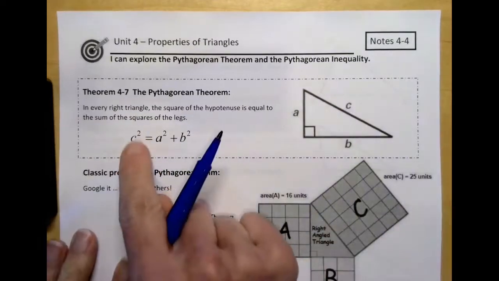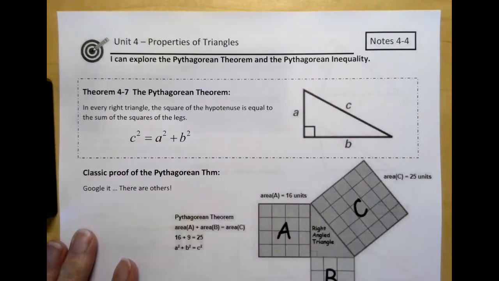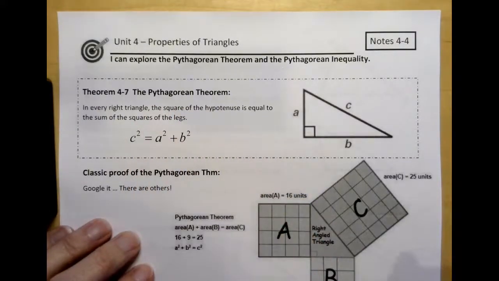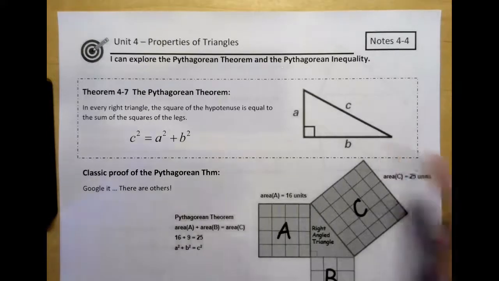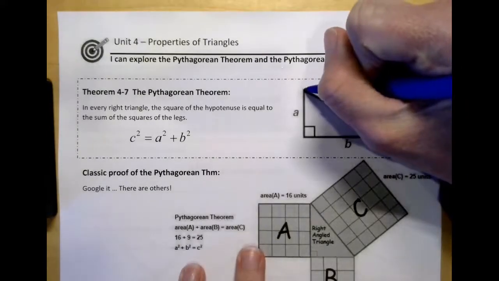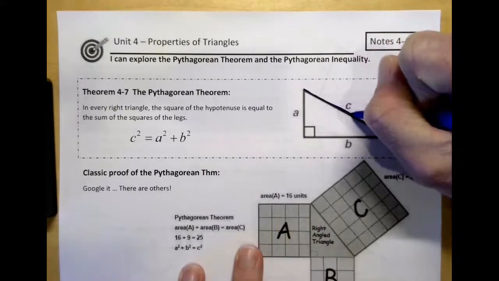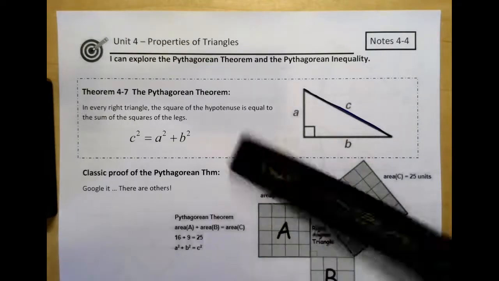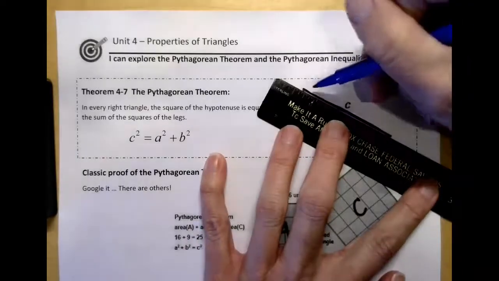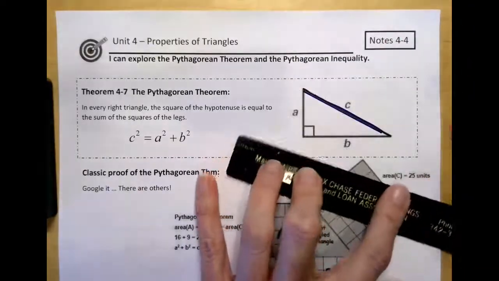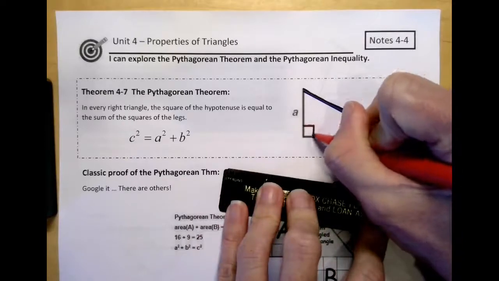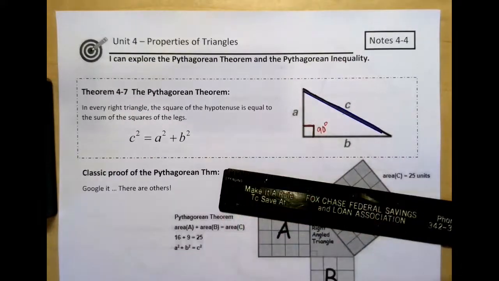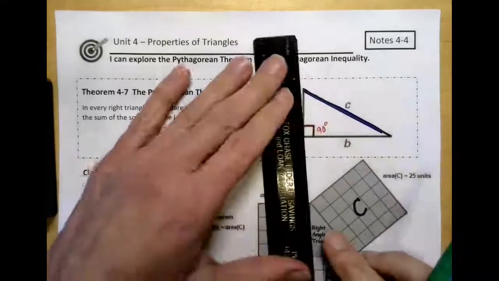All right, in every right triangle, the square of the hypotenuse is equal to the sum of the squares of the legs. So the idea of the Pythagorean theorem in words can be a little confusing, but when you look at it, it really is a very simple relationship. This side here, the side opposite the right angle, is called the hypotenuse, the longest side of any right triangle. And that right angle in this box means that this is guaranteed to be 90 degrees. So the side opposite that right angle has that longest relationship.